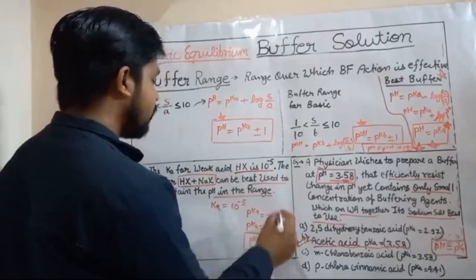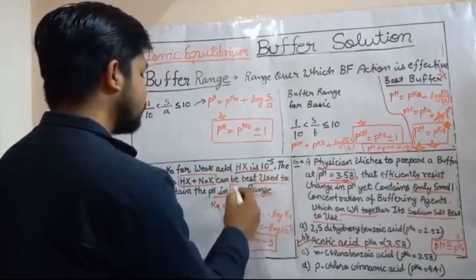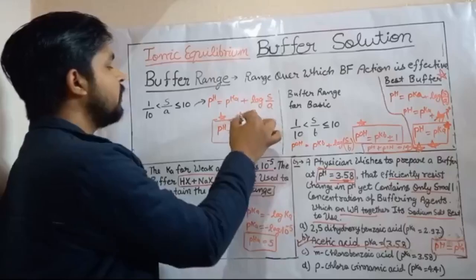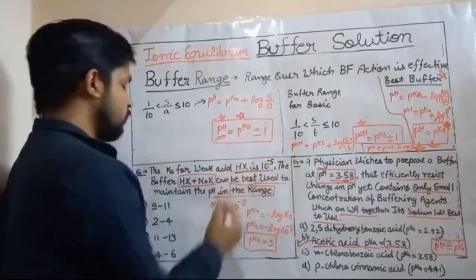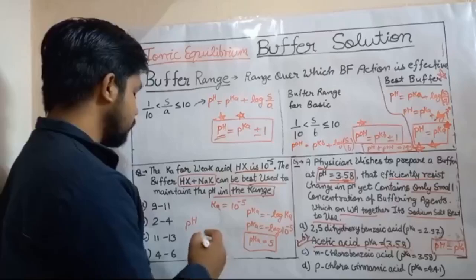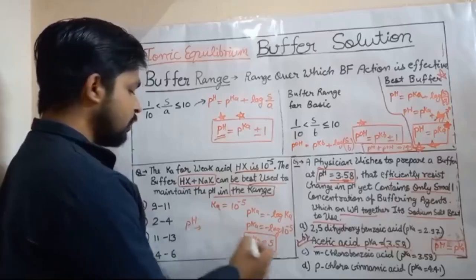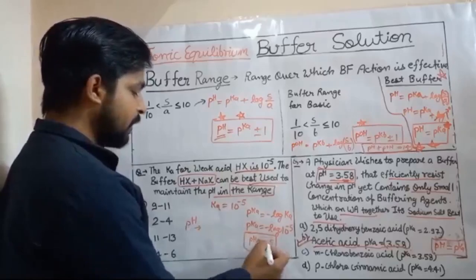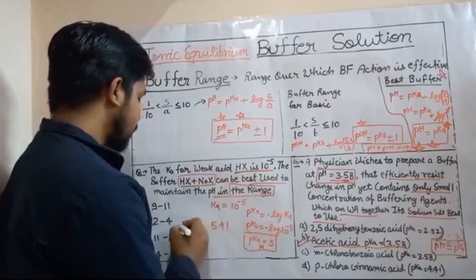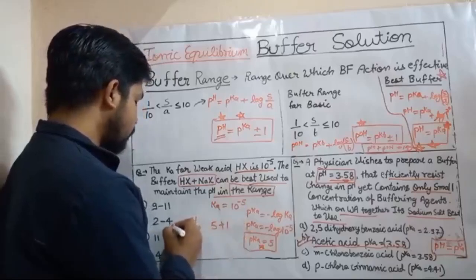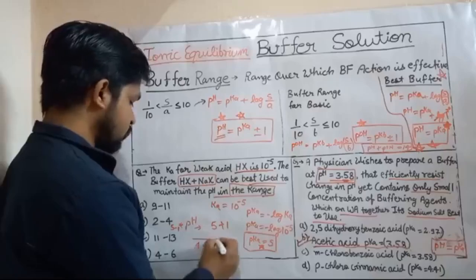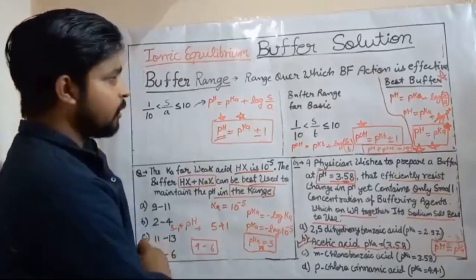Here in this question, the best range of the buffer is asked. We already studied that the pH for best buffer action of an acidic buffer lies between pKa plus and minus 1. So 5 plus 1 and 5 minus 1. So the answer is 4 to 6. So here option D is correct.